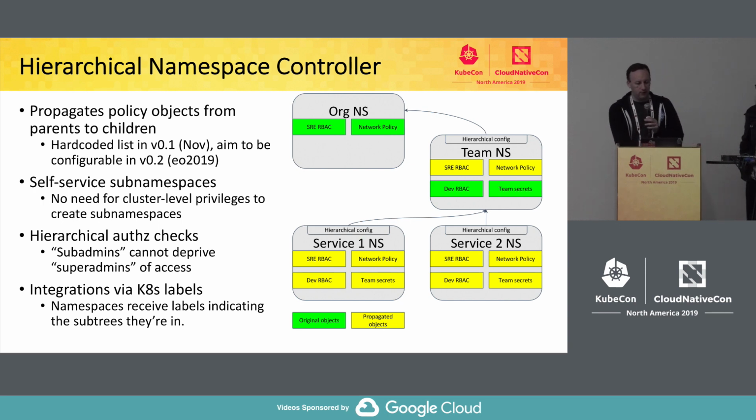So what the HNC does is it lets you define this singleton custom resource called the hierarchy config, and you put it in the team namespace and you point it at the org namespace, and those policy objects get magically copied down, and then you can do the same thing. And so even though you haven't actually defined any policy objects in your service namespaces, they all get propagated in.